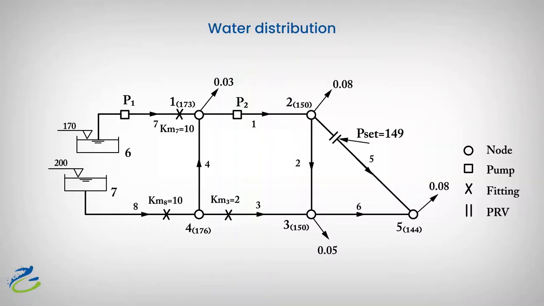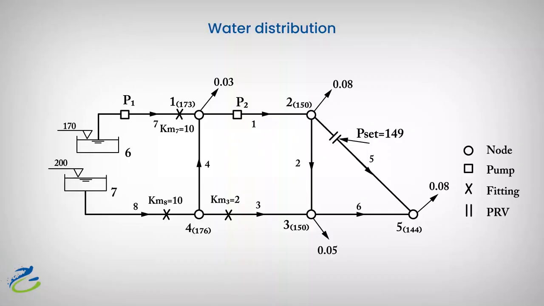The other type of network is a water supply network with two reservoirs, two pumps, a pressure reducing valve, and some other valves. It's a completely different network with a different purpose, but it also supplies water from the reservoirs through the pumps into the demand nodes shown in the network numbered 1, 2, 3, and 5.